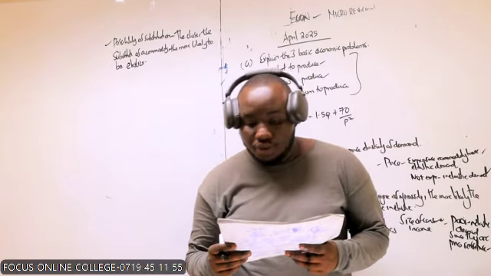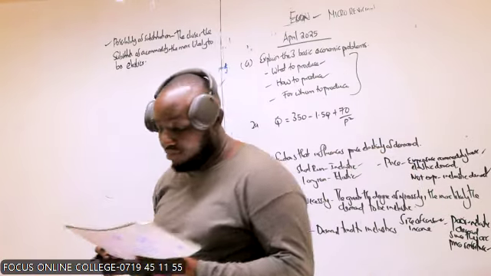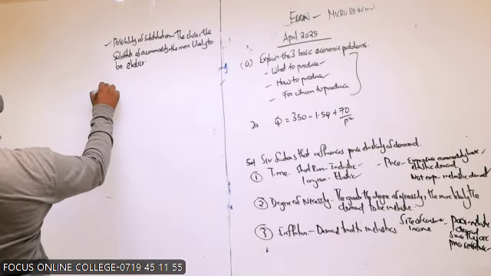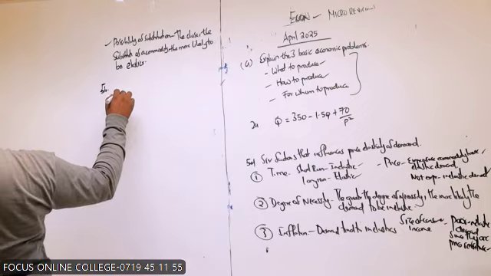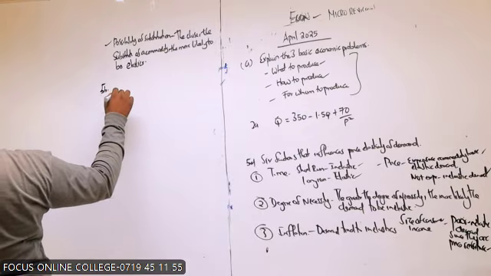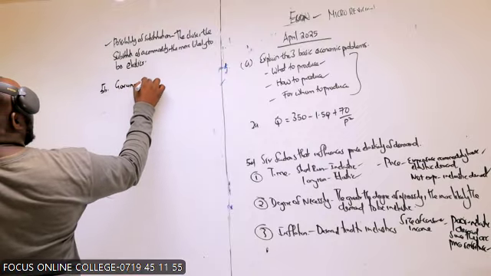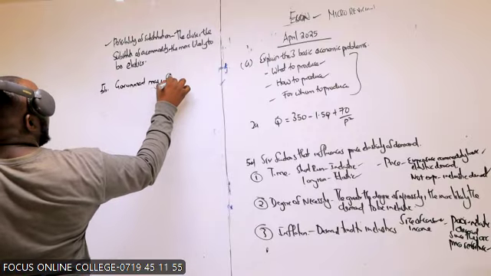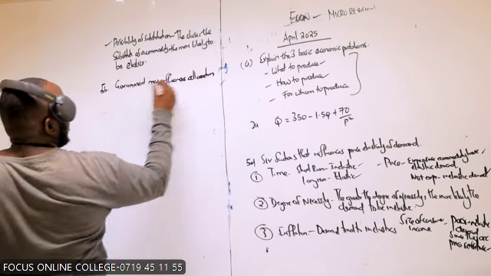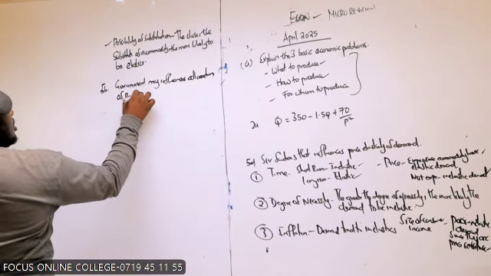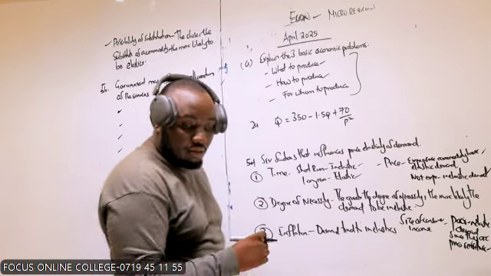Then there's a very good question. Describe 5 ways in which the government may influence allocation of resources. That's 5B. So how does the government, in economics, influence allocation of resources?